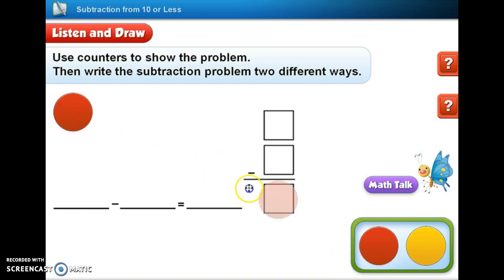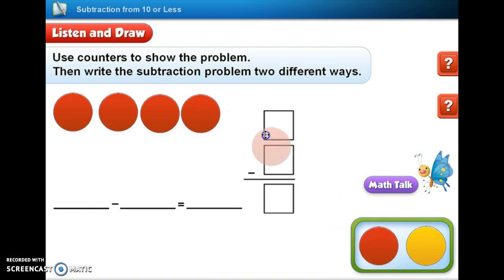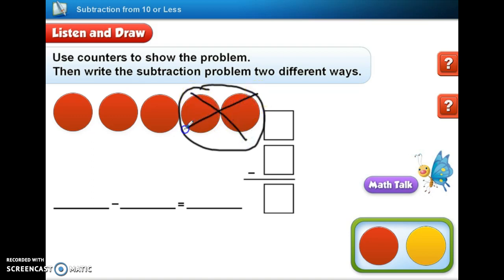1, 2, 3, 4, 5. All right. Now I'm going to circle the birds that flew away. 2 birds flew away. And what do I need to do after I circle them? That's right. I need to cross them off.